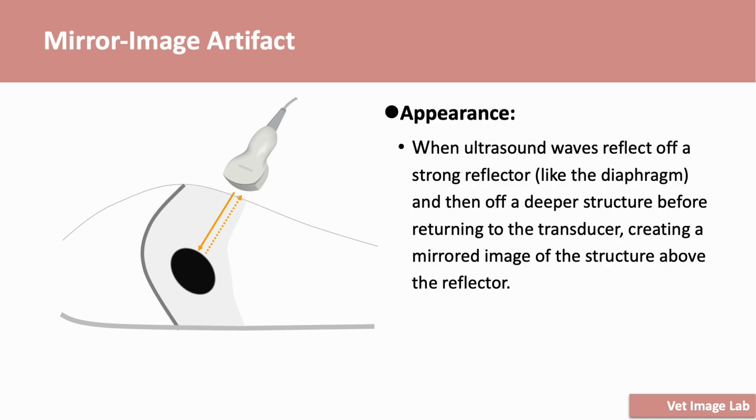However, in certain cases, instead of traveling directly to the gallbladder, some ultrasound waves first reflect off the highly echogenic diaphragm. Then, the redirected waves travel toward the gallbladder, and the waves reflect off its surface. The reflected waves from the gallbladder then return to the diaphragm, where they are reflected again, before finally reaching the transducer. Since the ultrasound machine assumes that all returning echoes travel in a straight line, it mistakenly interprets the delayed echoes as if they are coming from a deeper structure. As a result, a mirror image of the liver or gallbladder appears on the other side of the diaphragm.